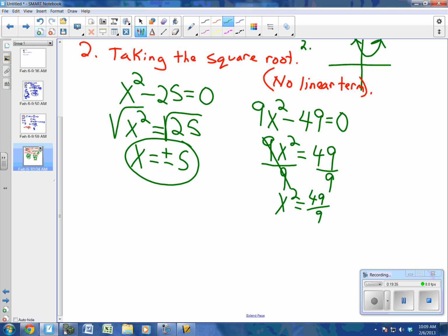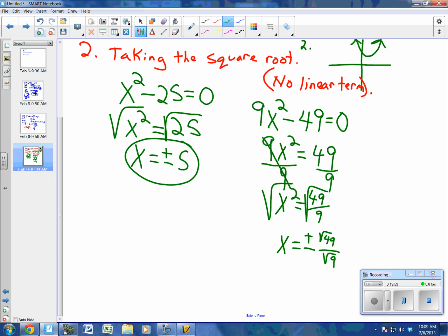Okay, what's the last thing I can do to get x by itself? Because I have x squared equals 49 over 9. Square root. And if I do that, I get x equals plus or minus the square root of 49 over the square root of 9. Well, guess what? Those are both perfect squares, so we're going to be able to simplify this.